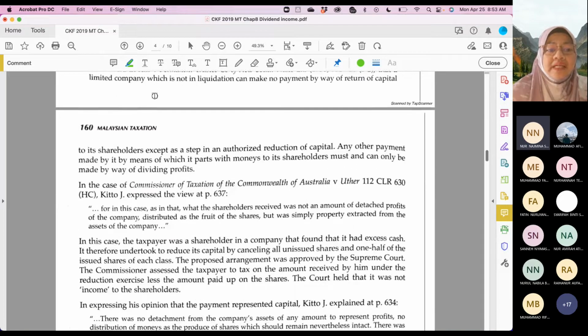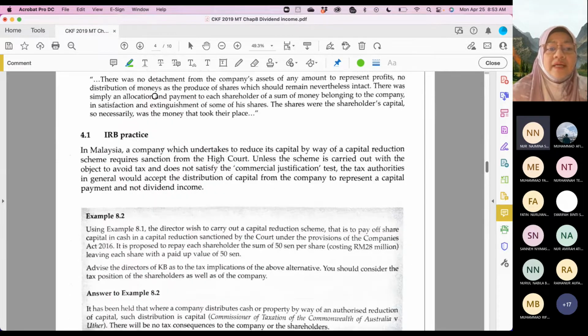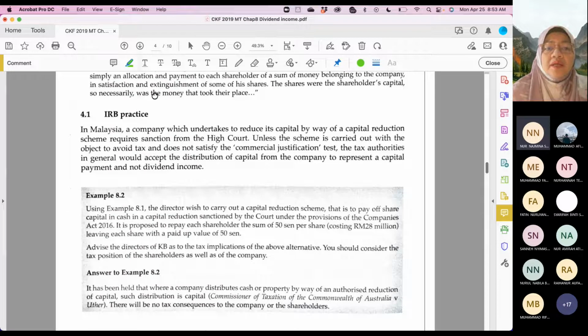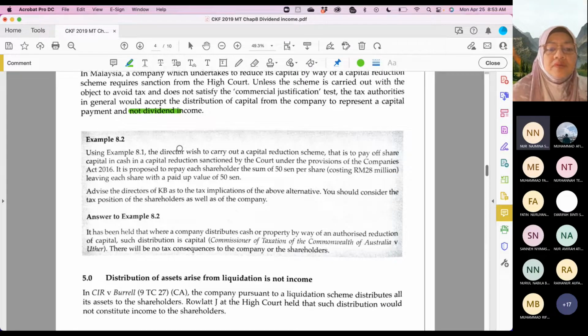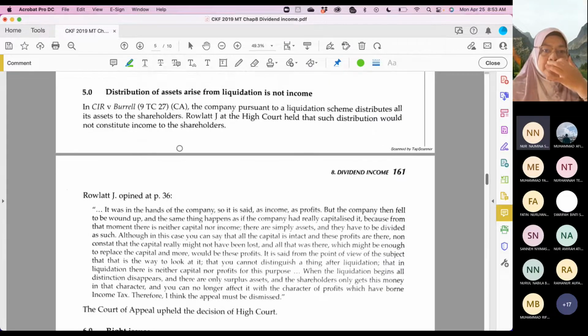Capital reduction is not income to the shareholders. For IRB practice, a company which undertakes to reduce capital by way of a capital reduction scheme requires sanction from the High Court. Unless the scheme is carried out with the object to avoid tax and does not satisfy the commercial justification, the tax authority in general would accept the distribution of capital from the company to represent a capital payment and not dividend income.